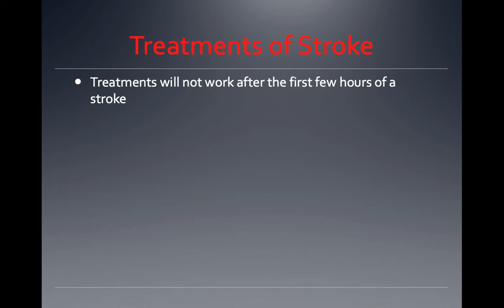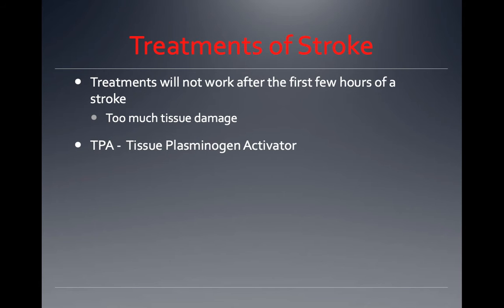Treatment will not work after the first few hours of a stroke, and this is why it's so important that you get the person to the hospital right away. And it's also very important that the triage nurse knows what a stroke is and the treatments of stroke, because it's unthinkable to leave this stroke patient sitting out in the waiting room for 5, 6, 20 hours waiting for treatment, because that whole time brain matter is being destroyed. And so we have too much tissue damage.